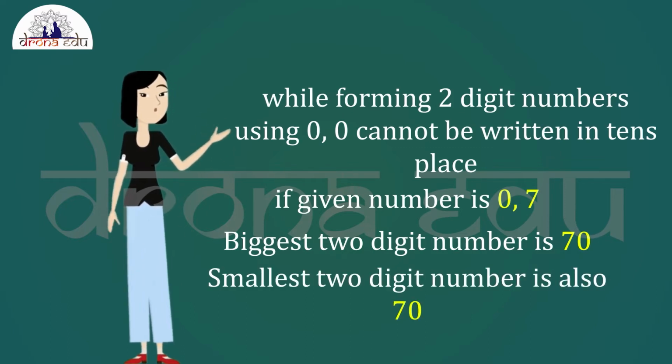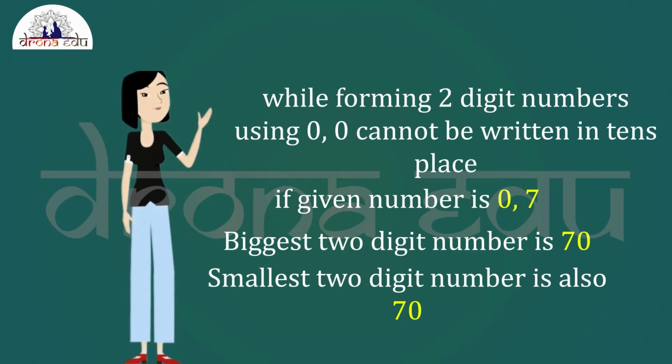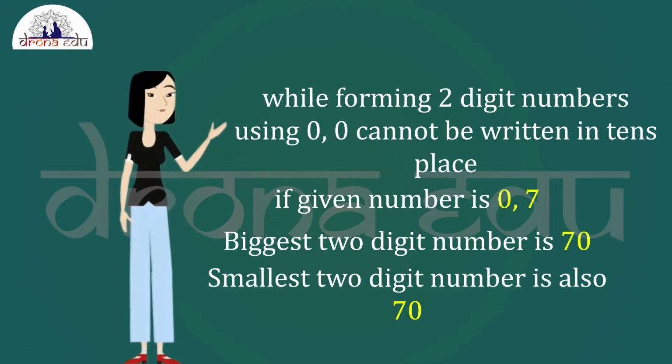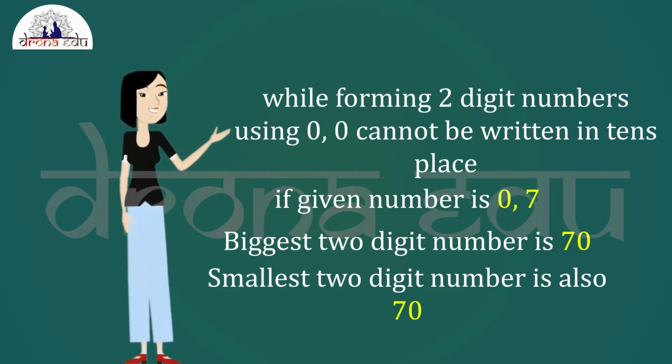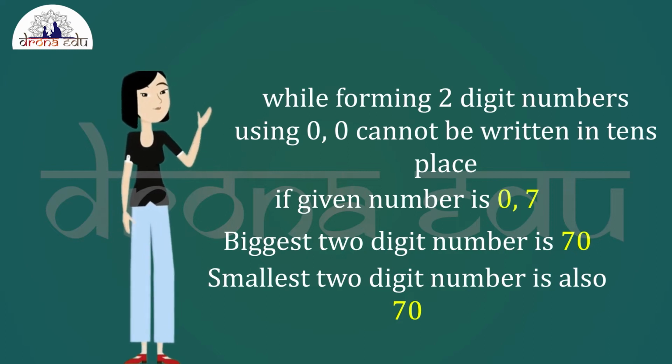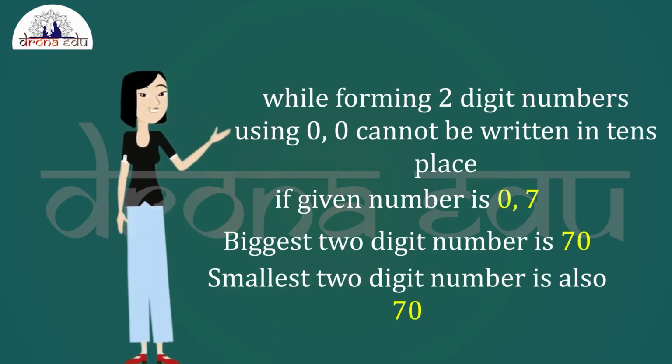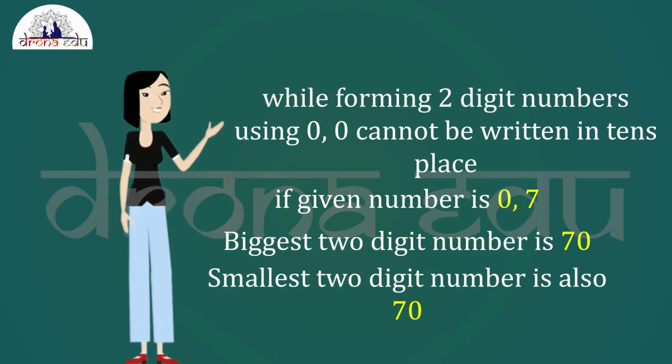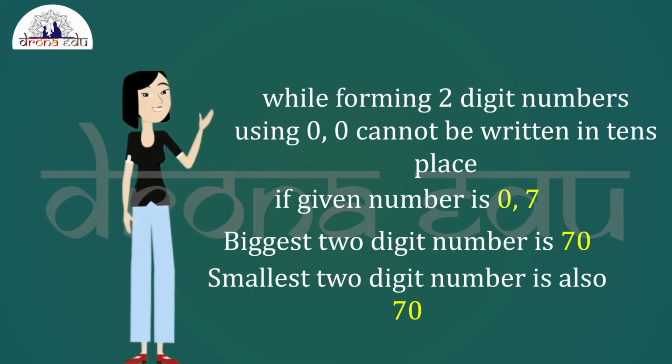You may ask why? Because if I place 0 in the tens place, then we will have 07, which is nothing but a single-digit number, right? That's why the 0 cannot be placed in the tens place while writing a 2-digit number. Got it?